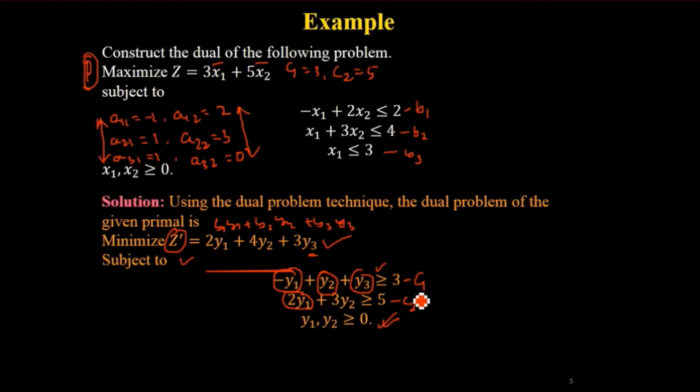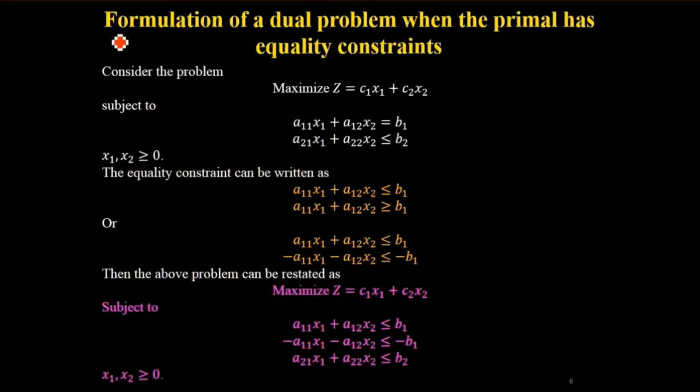So if it's clear, then we will see the next section, the formulation of dual problem when primal has equality constraint. So it is also very important. Till now we have seen the standard one. Now think about equality is there, what to do. So let us see the primal problem, this maximize z equal to c1 x1 plus c2 x2 subject to a11 x1 plus a12 x2 equal to b1, and a21 x1 plus a22 x2 is less than equal to b2. Here equality is there, and the non-negativity condition is there, x1 and x2 greater than equal to 0.